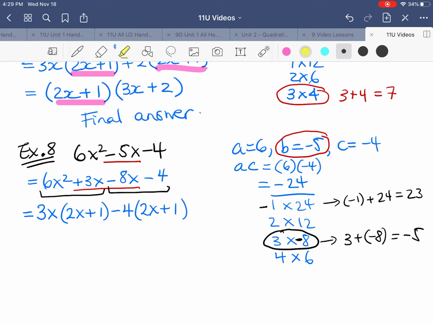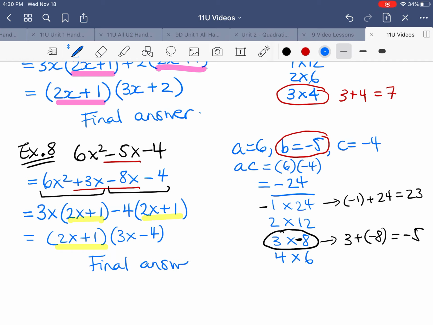Similar to our question up above. Now notice that we have two big terms, and each of those bigger terms has a 2x plus 1. So we can common factor out the 2x plus 1, and then we'll be left with 3x minus 4. And we are all finished. This is our final answer.